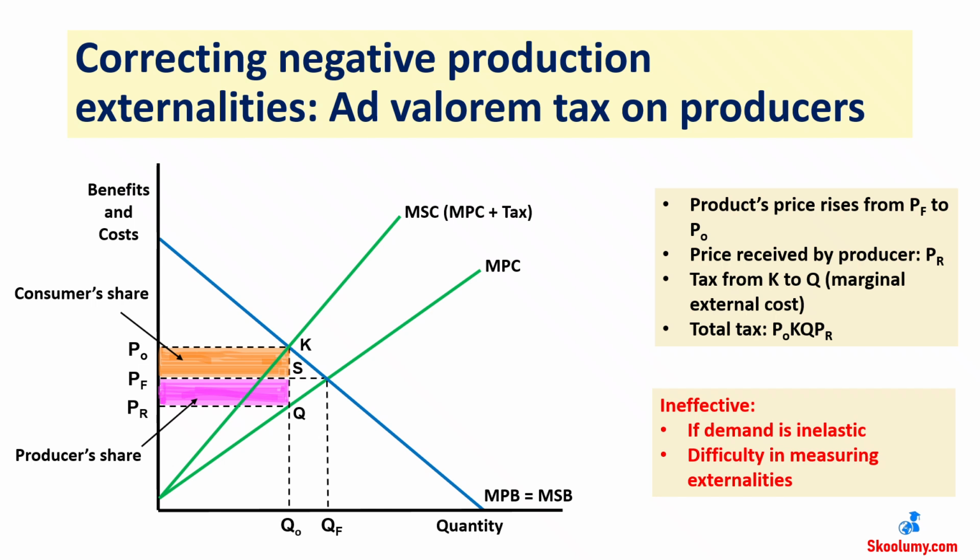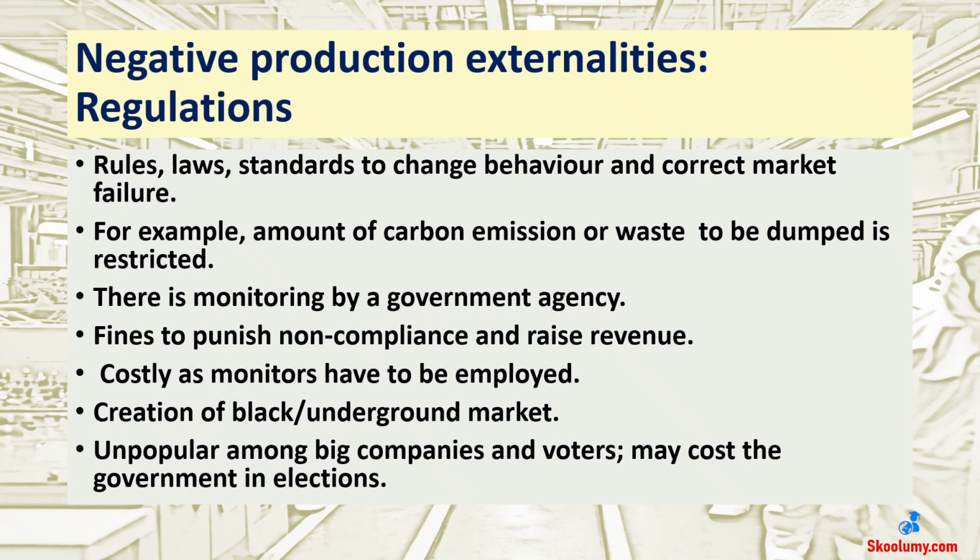Tax charge, vertical distance between K and Q. This is equal to the value of the negative externality or marginal external cost. However, it is difficult to value negative externality, such as pollution. In addition, the producer can always pass the greater part of the tax to consumers if demand is inelastic, thereby making the policy ineffective.